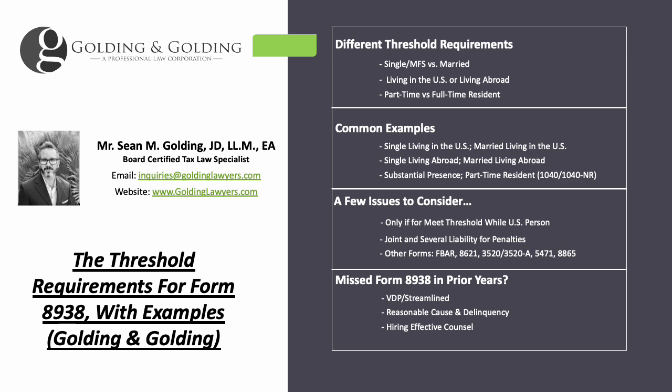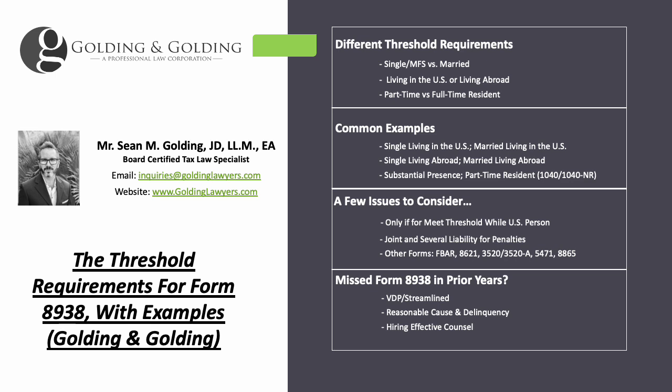Now, it gets a little bit more complicated when you're dealing with things like substantial presence. So let's take a taxpayer who moves to the United States in April. And so they met substantial presence, so they're filing taxes on their worldwide income. For purposes of 8938, they only have to start looking at it when they became a U.S. person. So that would be April, when they first took residency in the United States.